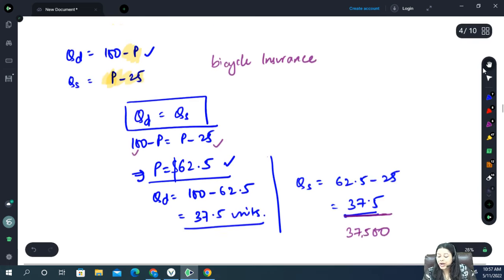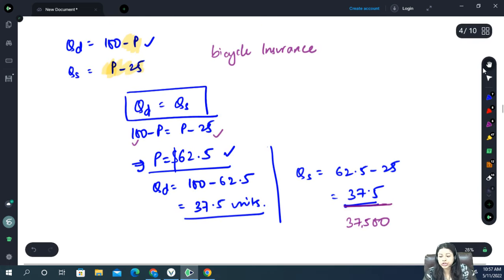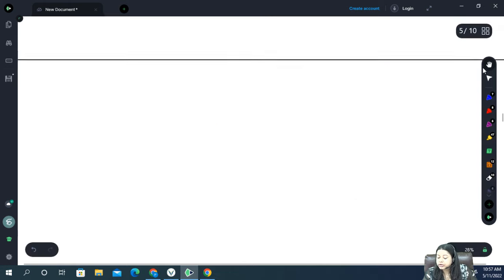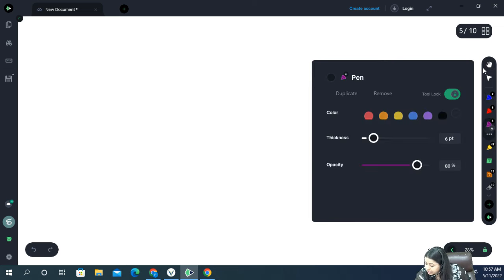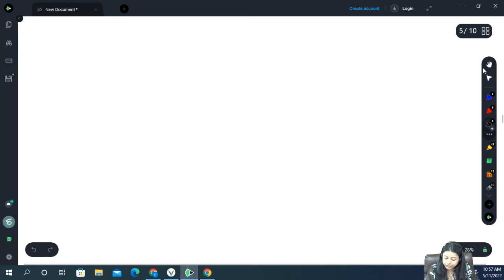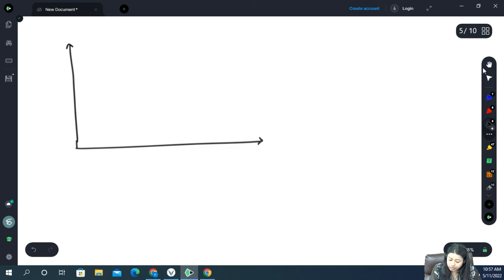Alright. Now, once we have done this, that is the equation approach that we use. The other approach of finding the equilibrium price and equilibrium quantity is using the demand and the supply curves, right? So here, for example, I make a demand and a supply curve. So here we can write simply quantity.